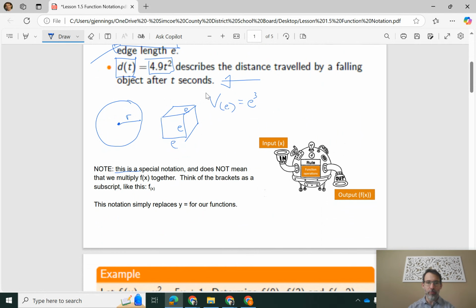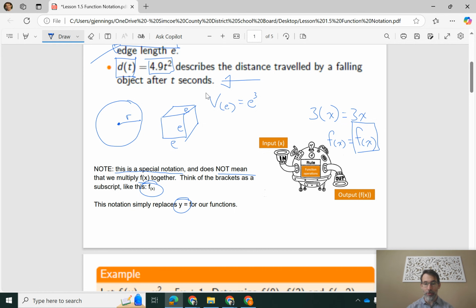Note, it's a special notation. It does not mean that we're multiplying f and x. I know you're thinking, if I have 3x, that's equal to 3 times x. But f of x is equal to f of x. It's not multiply. It's just a function of x. So we're never multiplying here. I would encourage you to think of it as a subscript, that little bracket x. It's simply replacing y equals in our functions. It's a different way of talking about it.